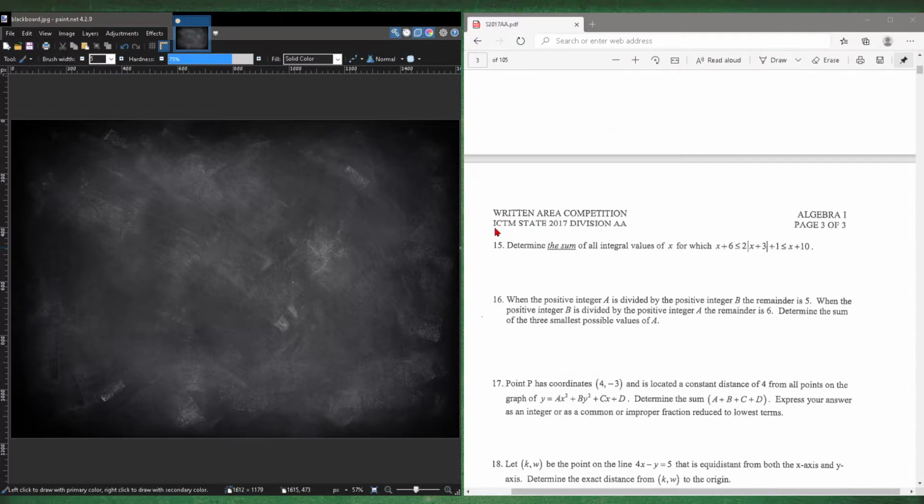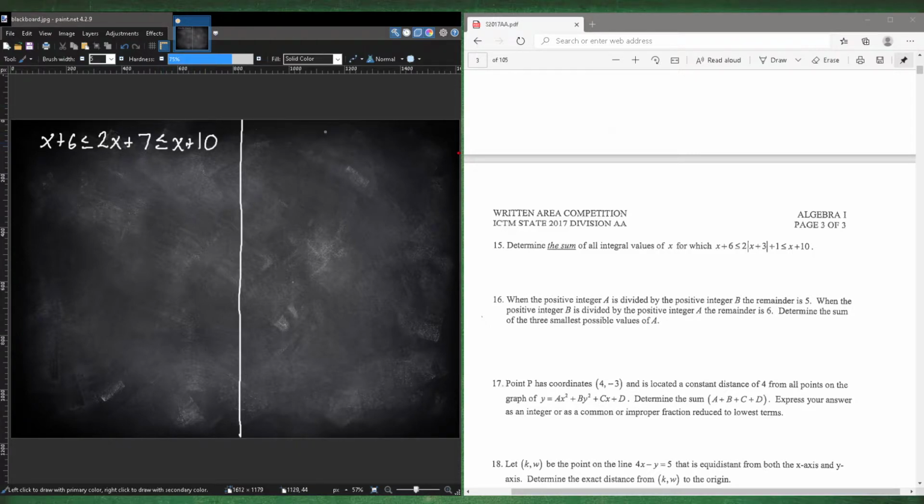So, determine the sum of all integral values for x for which x plus 6 is less than or equal to 2 times the absolute value of x plus 3, plus 1, is less than or equal to x plus 10. So there's going to be two cases. We're going to leave it as it is for the first case, and then after that, we'll multiply it by -1. So we have x plus 6 less than or equal to 2x, 2 times 3 is 6, plus 1 is 7, less than or equal to x plus 10.